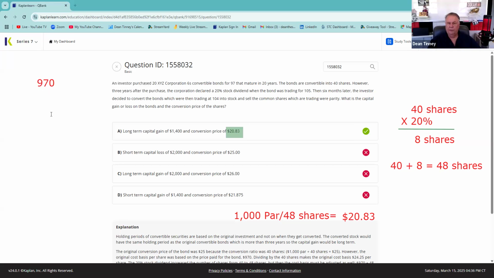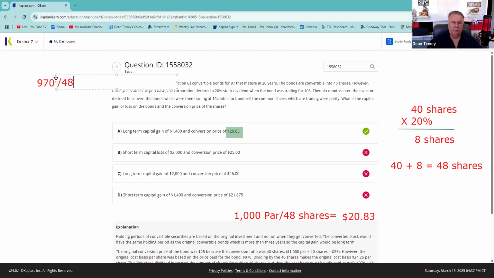The bonds are convertible into 40 shares of the common. However, 3 years later after the purchase, there's a 20% stock dividend when it was trading at 105. Who cares? 6 months later, the investor decides to convert when the bonds were 104. Who cares? That doesn't matter. What we need to do now is, I can either do this per share or do it in one fell swoop, whatever I'd like to do. I like to do things per share to keep some numbers smaller and then do the last part last.